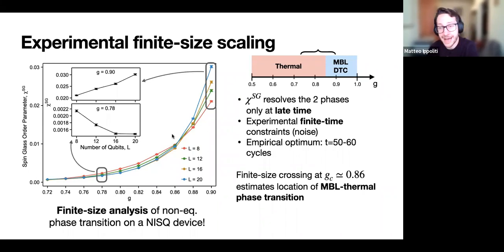And of course, at this level, given particularly decoherence time limitations and also the system size limitations, it doesn't beat classical algorithms. So we haven't achieved any kind of quantum advantage with this, but I think it's very promising and exciting as a demonstration of finite size analysis of a non-equilibrium phase transition on a NISQ device, which is now starting to become possible for several of these problems.